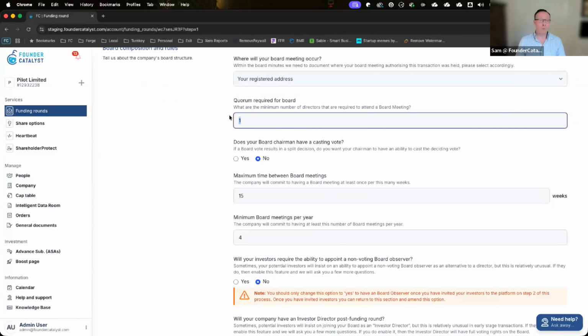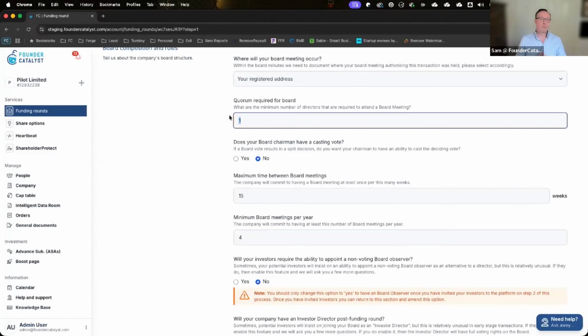You need to indicate what the quorum required for the board is. This means broadly how many directors need to be present out of all the directors in order for the board meeting to be quorate, which means, if you don't have this recognized number of people, then you shouldn't hold a board meeting at all. It's not a recognized board meeting.